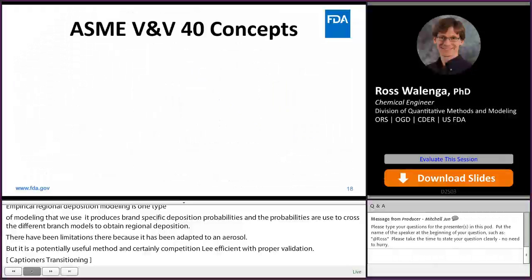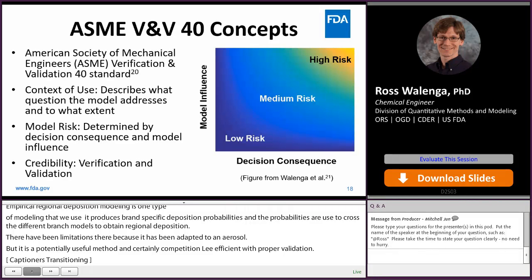Okay, how do we know, though, if this model is believable? How do we believe this model? So one particular standard available is the American Society of Mechanical Engineers, or ASME, Verification and Validation 40. So this is nothing that's endorsed by FDA officially, but it's just the standard that you can look up. It's available, and you could use it and may be useful to you.